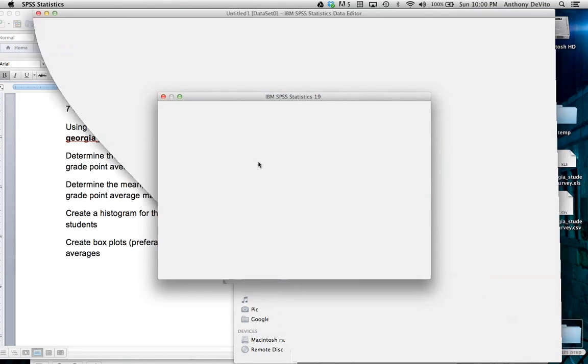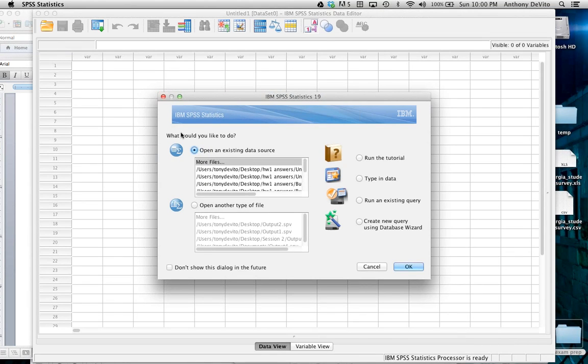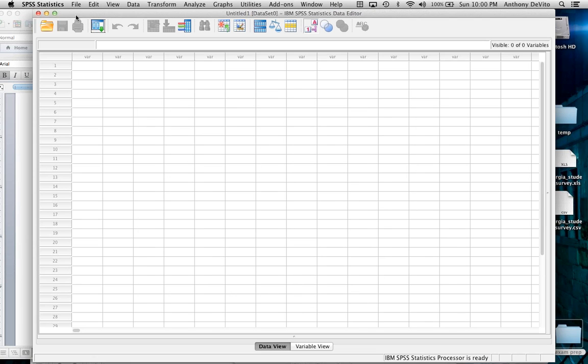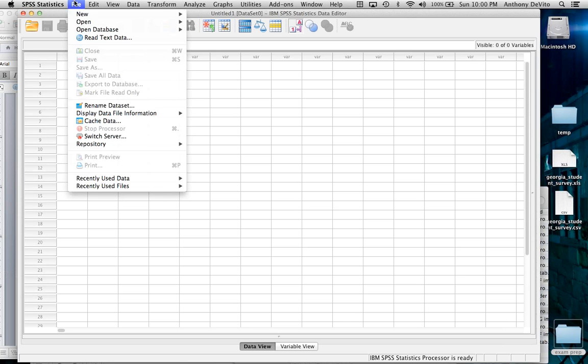Okay, and shortly it will open. I open this window. You can always click that off and it won't show that dialog box anymore. I'm just going to cancel it. I'm going to start with a blank sheet. I'm going to say open data.